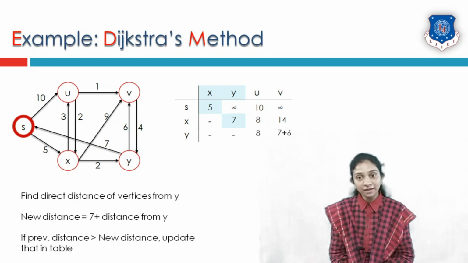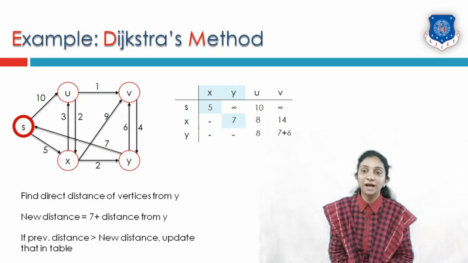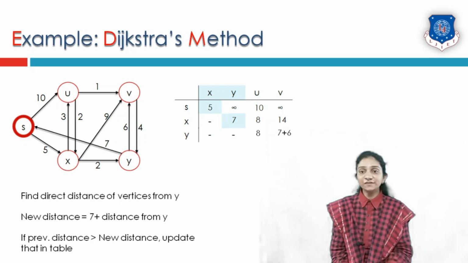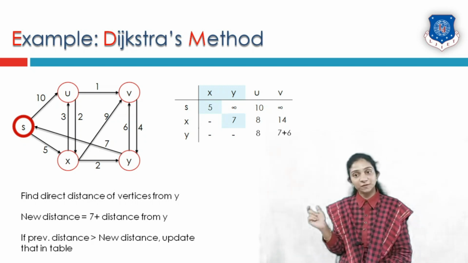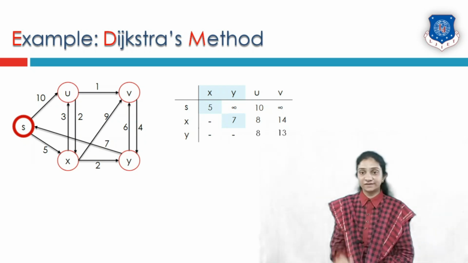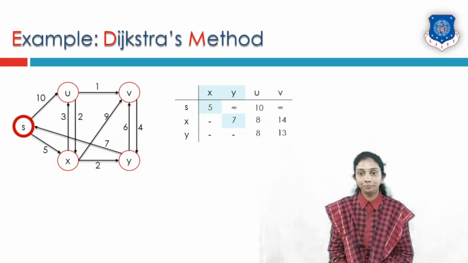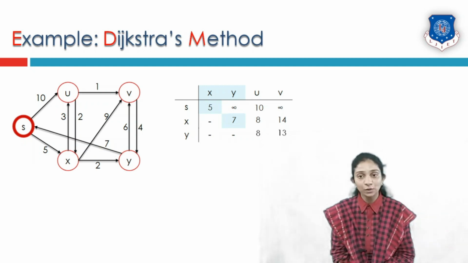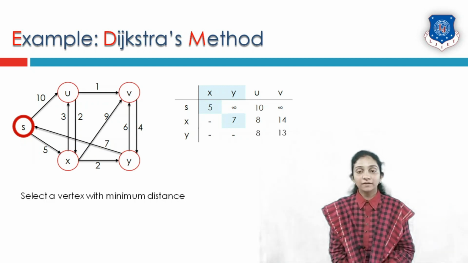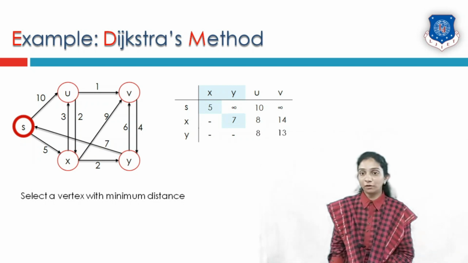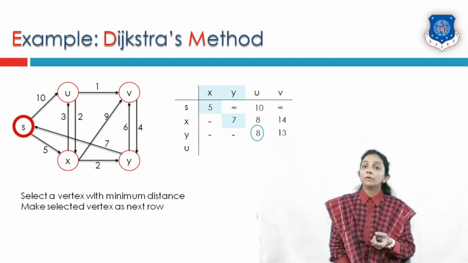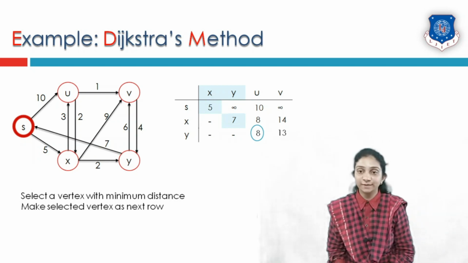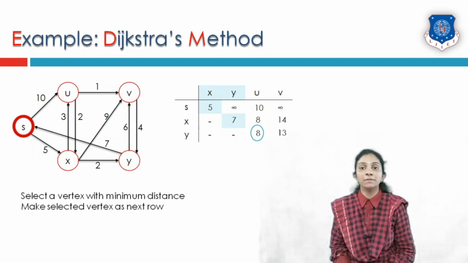And we will make new distance as 7 plus 6. Since previous value or previous weight is 14 and new distance is 13, we will keep new distance, that is 13. Now out of these two values, we have to select vertex which is having least distance. So out of 8 and 13, 8 is minimum value. So 8 is selected as minimum value and the column is labeled as u.